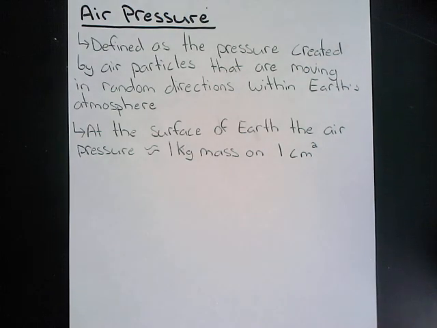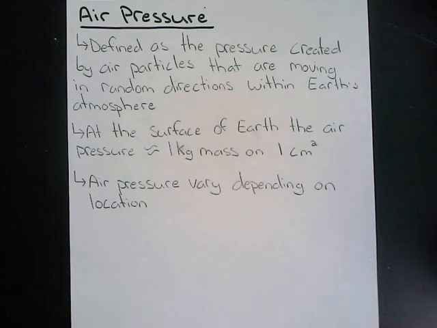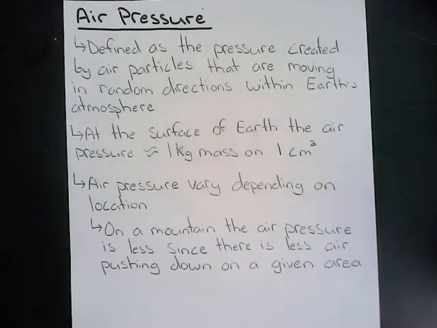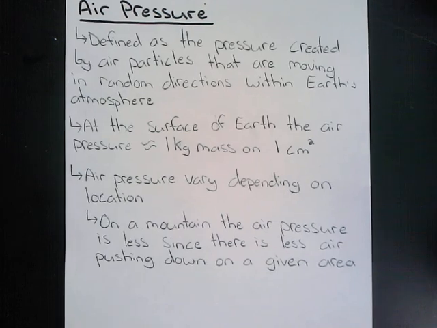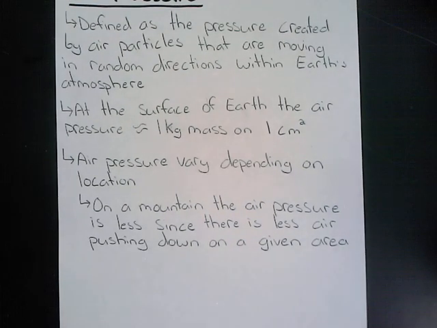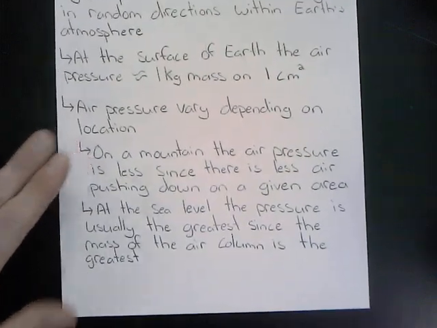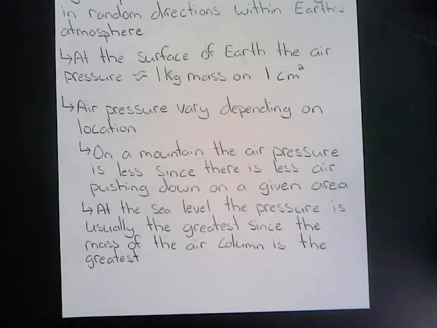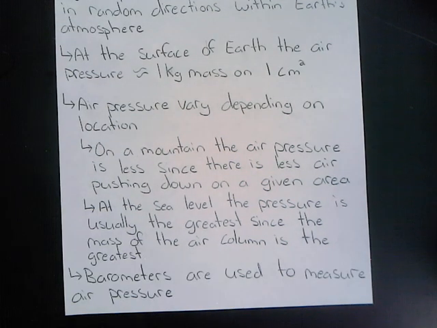Now we have to remember that air pressure varies depending on the location in the world. For example, the air pressure on top of a mountain is less because there is less air pushing down on you. At sea level, the pressure is normally the greatest because that is the location where there is the greatest amount of air pressure exerted. To measure air pressure, scientists have developed barometers, and the first barometer was invented by a scientist named Torricelli back in the 1600s.